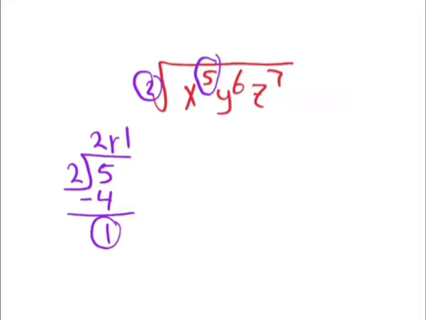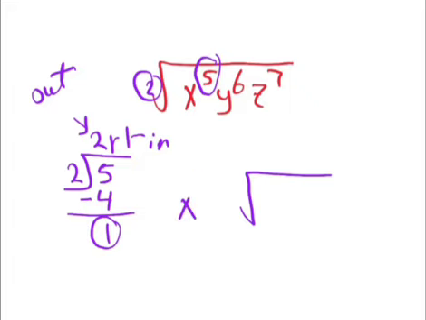So all you're going to have to do is, this is the power out and this is the power in for x. So here is our square root. So we will write x power 2 out and x power 1 inside. We don't have to write 1, but I will write it just to remind you. Then we will do the same thing for 6. 6 divided by 2 is 3 and no remainder. So we just put y power 3 and there is no y inside the radical because there is no remainder.